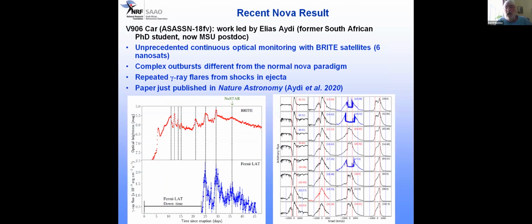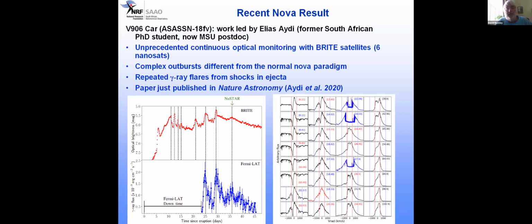Still sticking with the high energy, one of the programs that's been very successful with SALT is the follow-up of novae. This is a program that started off being led actually by a PhD student here. He's now a postdoc in the US, but this work has shown the real ability for SALT to do synoptic observations of novae during their outbursts.